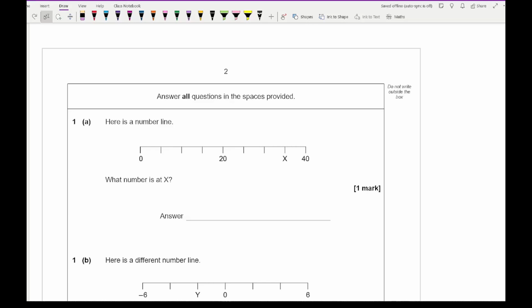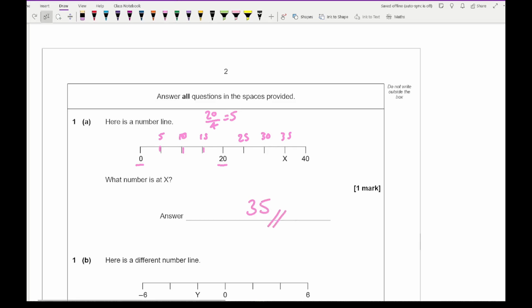So let's get started on question 1. Question 1 says, here is a number line, what is the number at x? Looking at how many gaps we have between the intervals that have been given, here we've got 1, 2, 3, 4, so we want to do 20 divided by 4, which is 5. That means the number line is going up in 5s. And if that is the case, then x is going to be at 35.